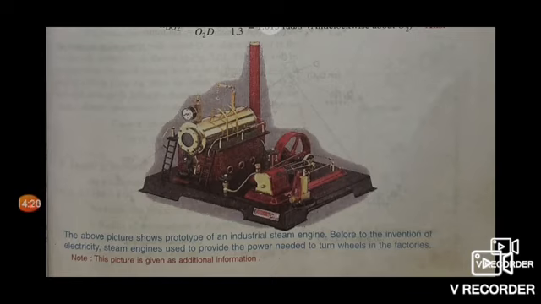This picture shows a prototype of an industrial steam engine before the invention of electricity. Steam engines used to provide the power needed to turn wheels in the factories. This picture gives some additional information.